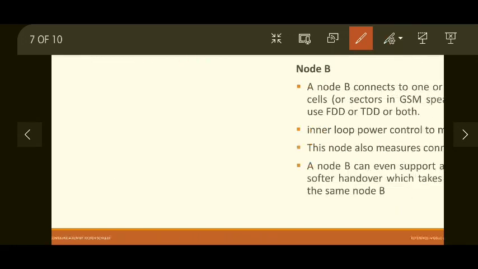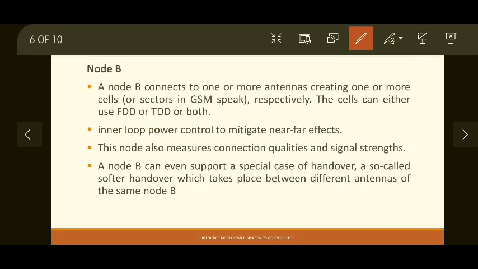Let's go back to the functions of node B. Inner loop power control is used by node B for mitigating the near far effect. Node B also measures connection qualities and signal strengths that are required for implementing inner loop power control. Node B also supports a special case of handover called a softer handover. We know what soft handover is.